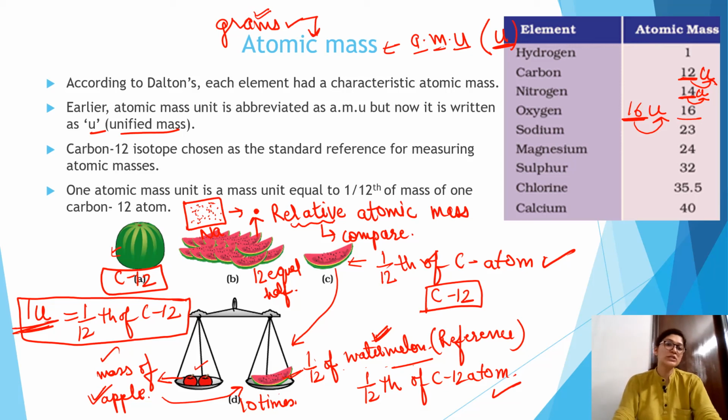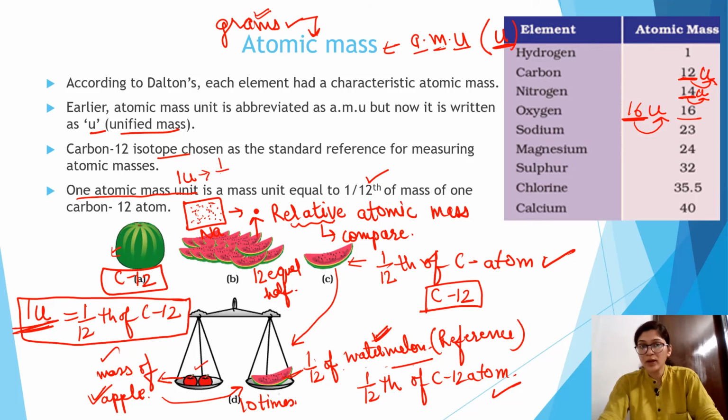So this is the simplest way to understand the mass of an atom, by comparing that atom with something else, and that something else is taken as a reference. And what is that reference? The reference is the C12 isotope. And if I say 1 by 12th mass of one carbon atom, then you can say it is 1 atomic mass unit, or 1u. So 1u is nothing but 1 by 12th of a C12 atom. Clear?